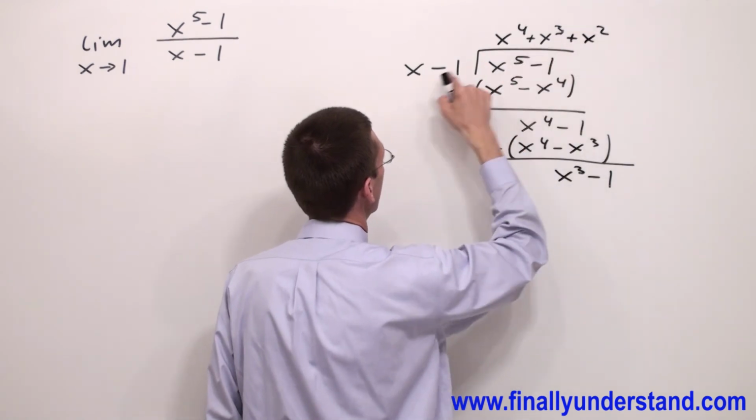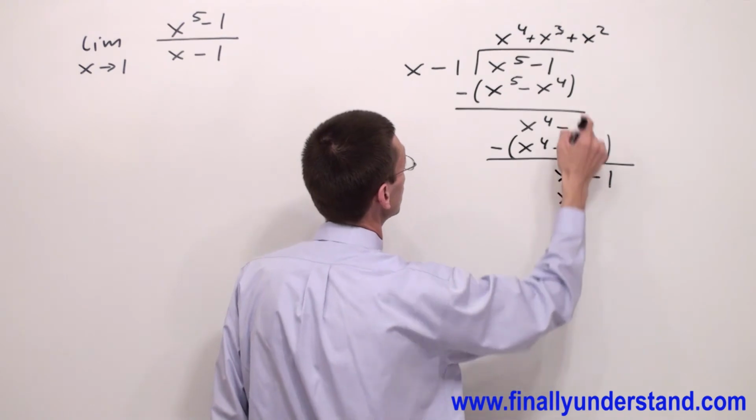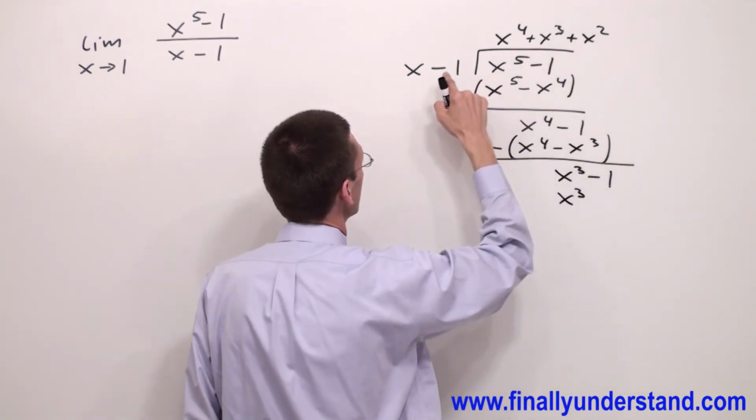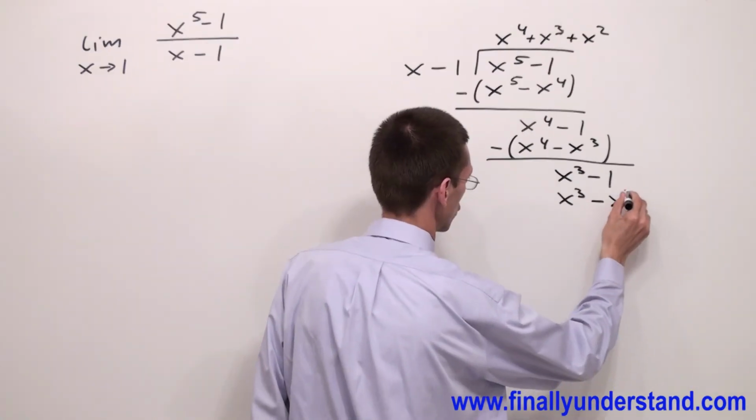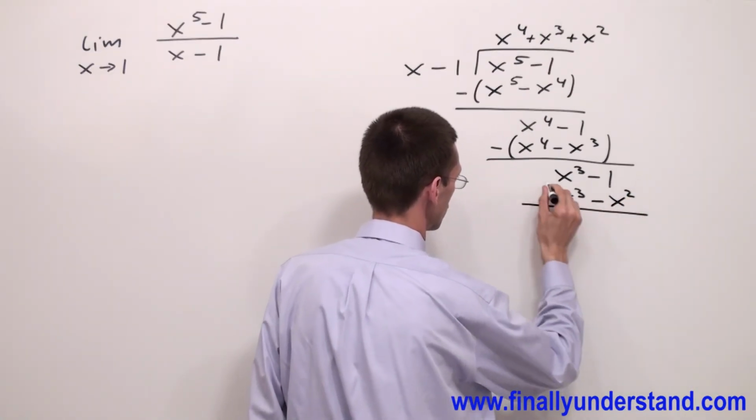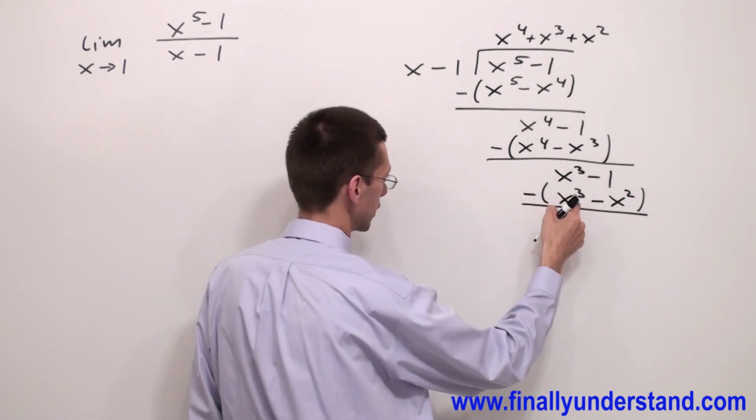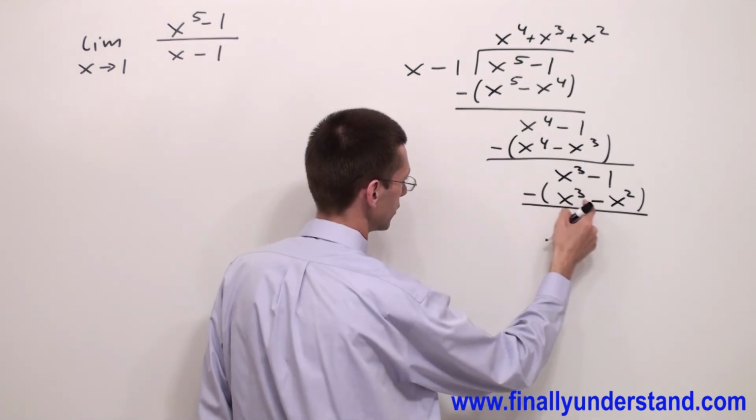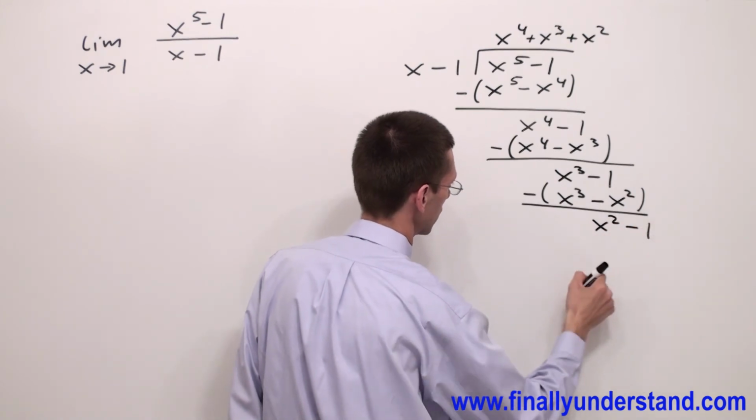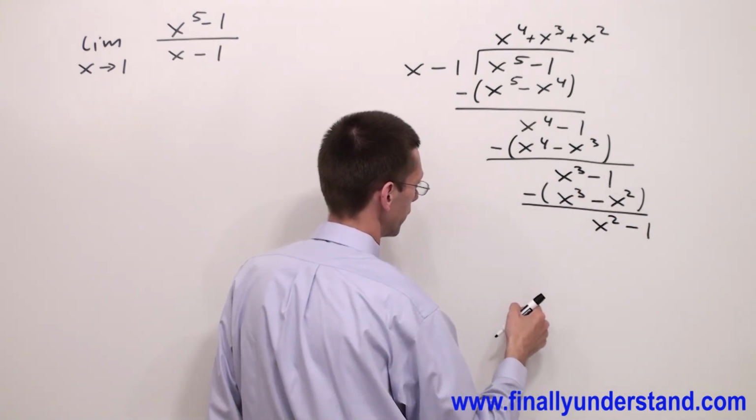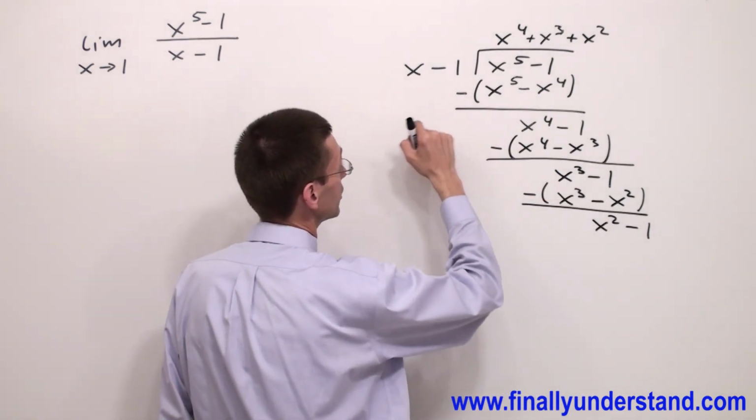X squared times x gives me x to the third. X squared times negative 1 gives me negative x squared. Subtract. X to the third minus x to the third is 0. Negative times negative gives me positive. I have x squared minus 1. I copy down always this negative 1. Next, x squared divided by x is x.